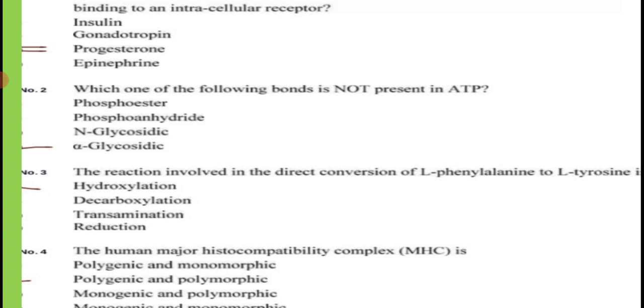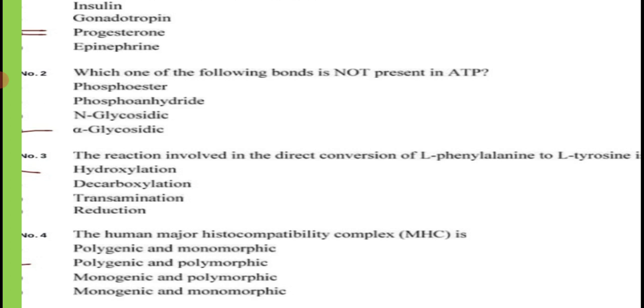High levels of phenylalanine can saturate the transport system across the blood to brain, and it finally leads to brain damage. So this is known as phenylketonuria, and here there is a lack of the enzyme phenylalanine hydroxylase. So in the conversion of L-phenylalanine to L-tyrosine, the reaction involved is hydroxylation through the enzyme phenylalanine hydroxylase. So the answer to this question is hydroxylation.